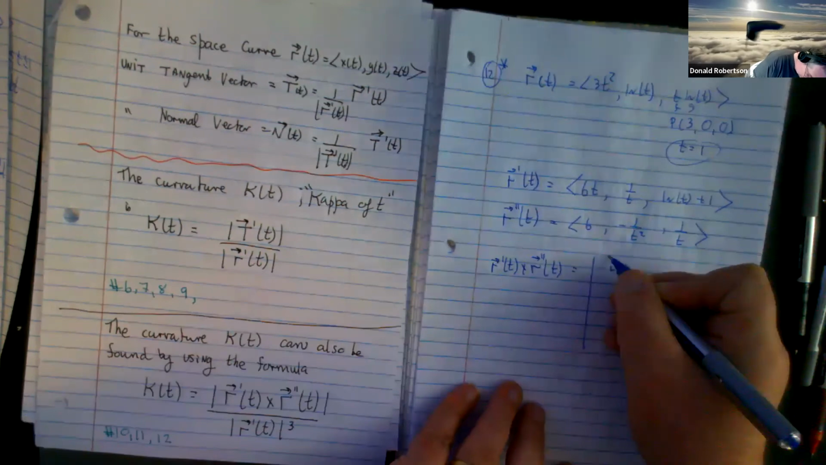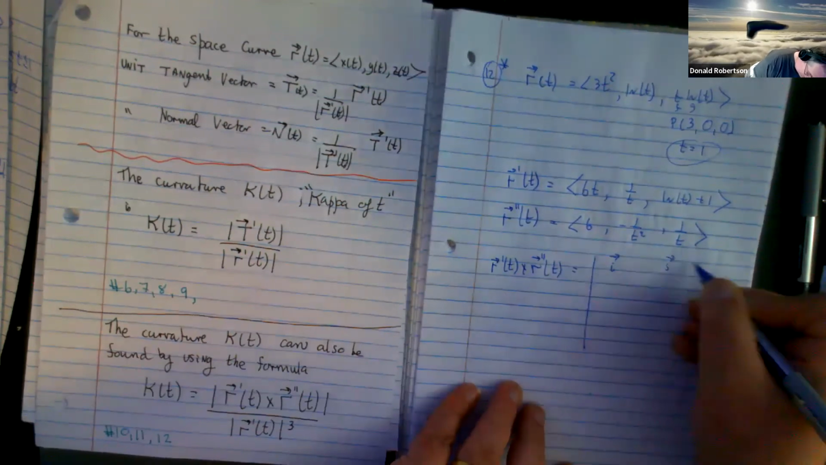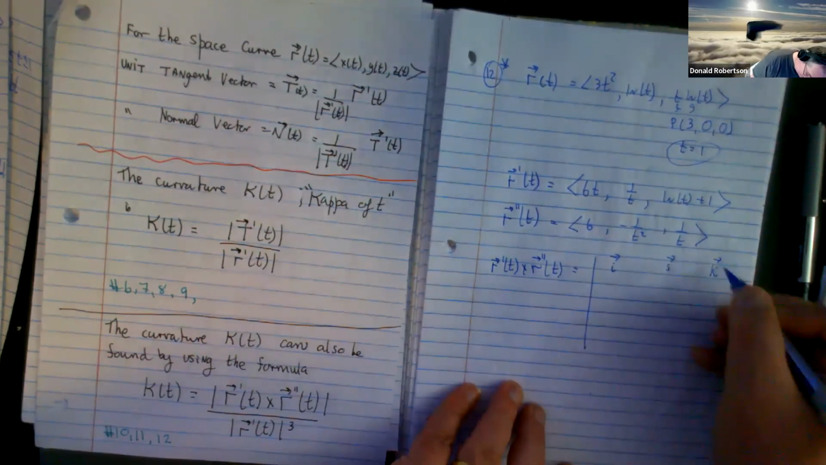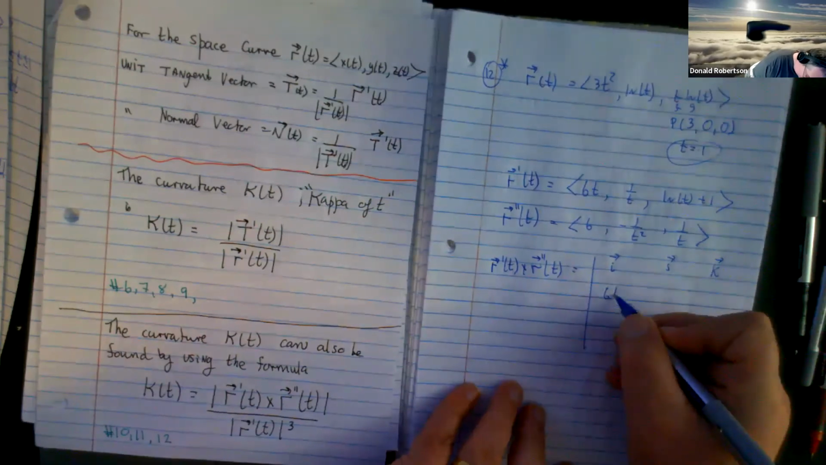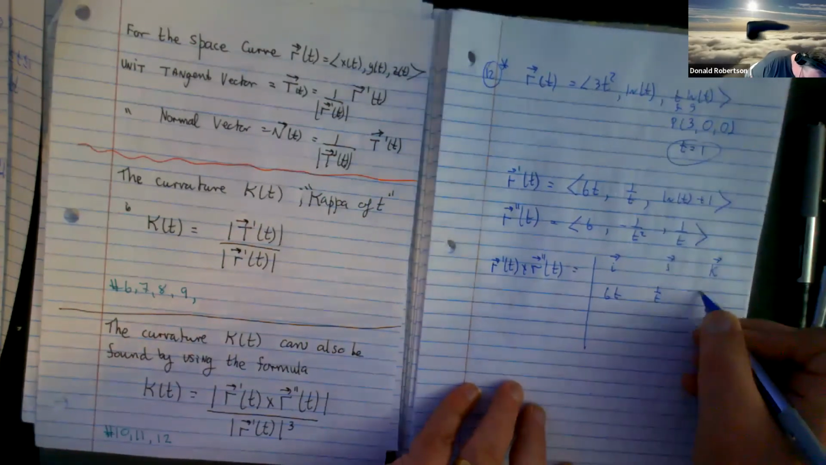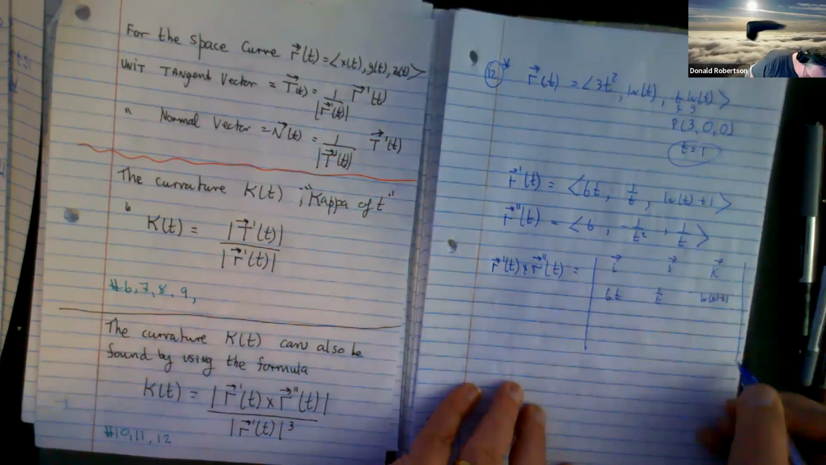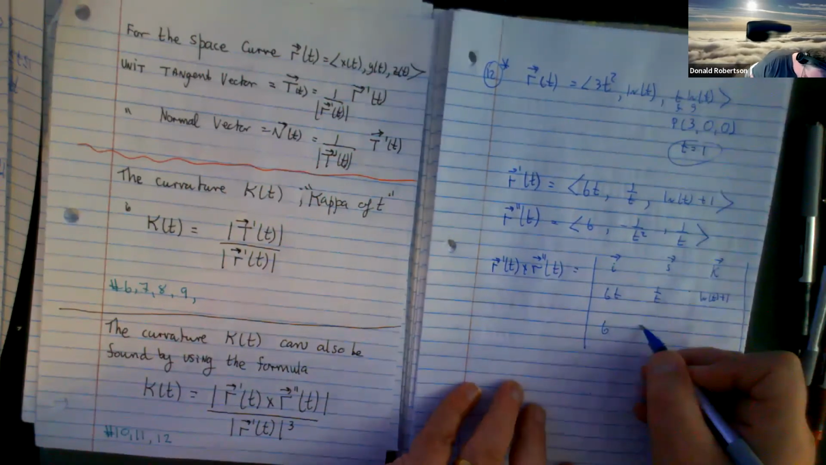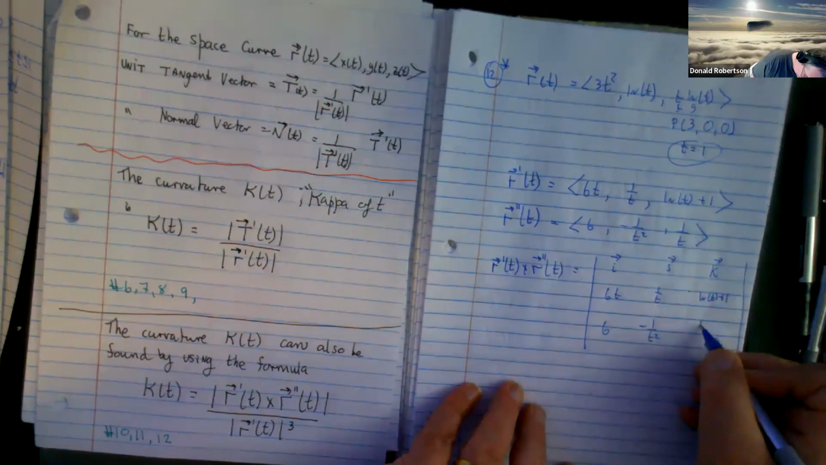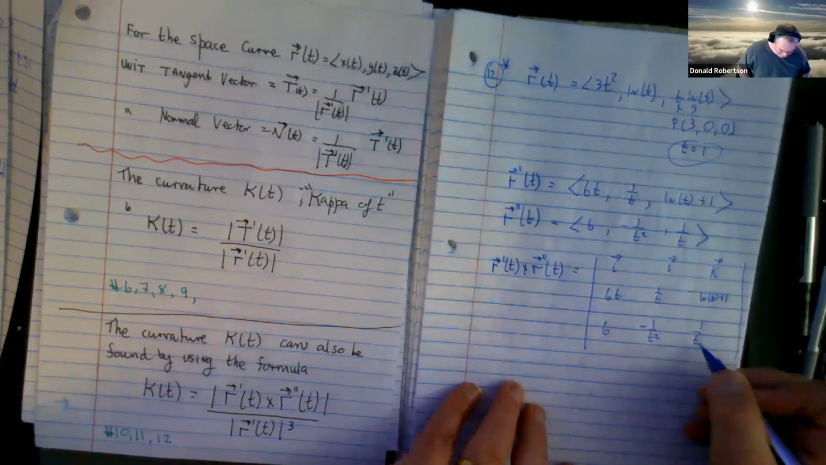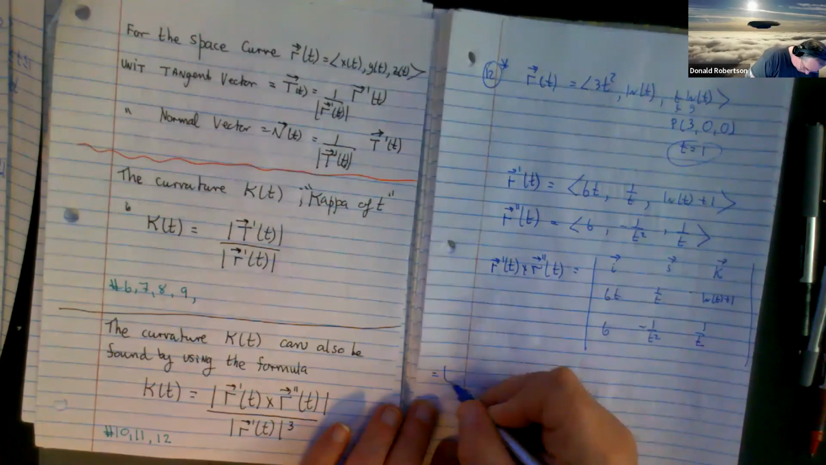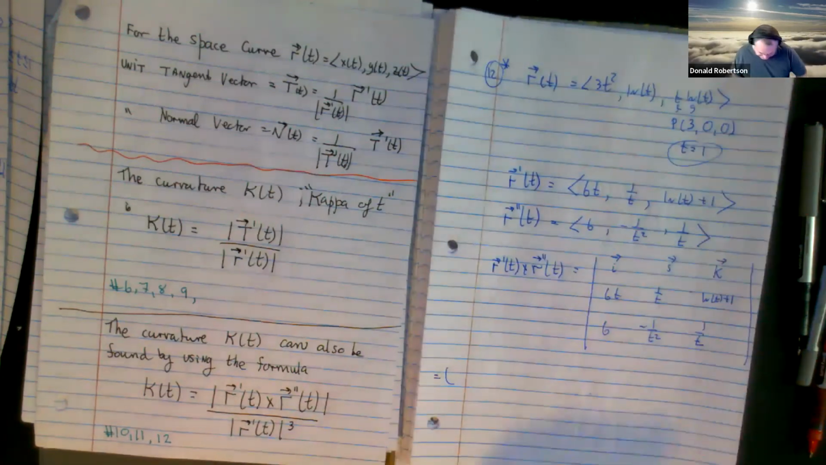I have an i, a j, and a k. A 6t, a 1 over t, and a log of t plus 1. I'm going to have a 6, a negative 1 over t squared, and a 1 over t. And I'm probably going to need all the room I can get.